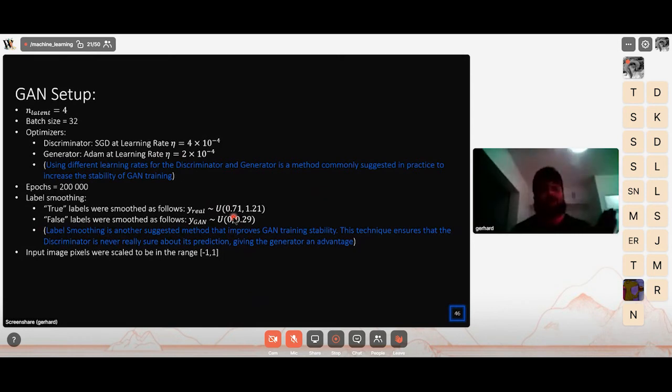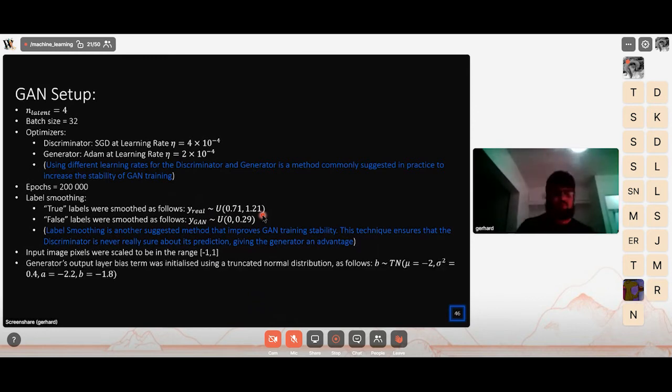So if something is fake, the label could be anywhere between 0 and 0.29, and if it was real, the labels were anywhere between 0.71 and 1. The reason we do this is that the discriminator, especially during early training, is never 100% certain whether the data is real or fake. In the beginning the discriminator has an advantage, so we want to give it a bit of a handicap, so that it sometimes confuses true data with fake data.